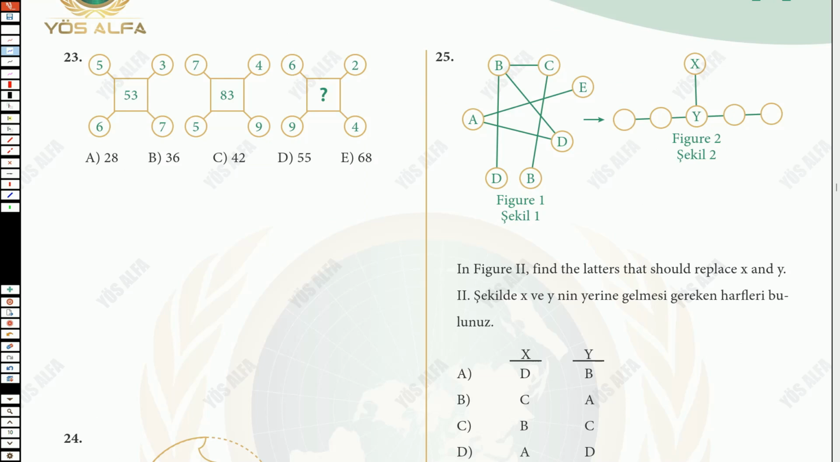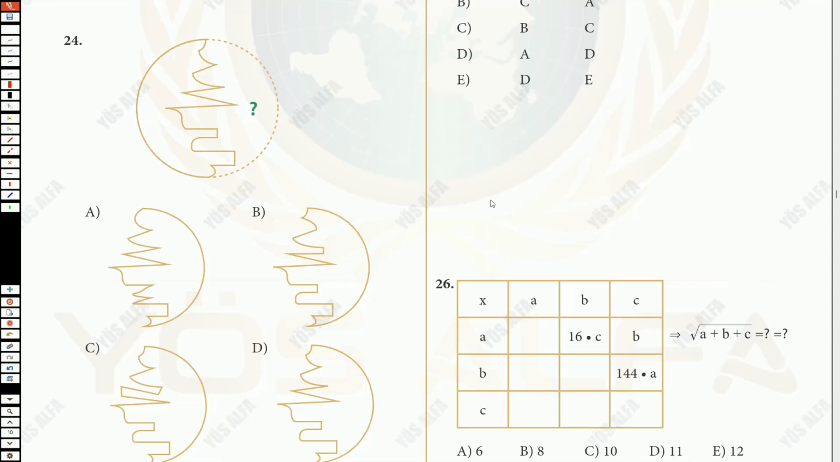Number 23. It's again a figure relation problem. So this is the result. To get this result, you can multiply this two and that two and sum them up. So 5 times 7 is 35. 6 times 3 is 18. The summation is 53. So 9 times 2 is 18, and 6 times 4 is 24. The result is 42.